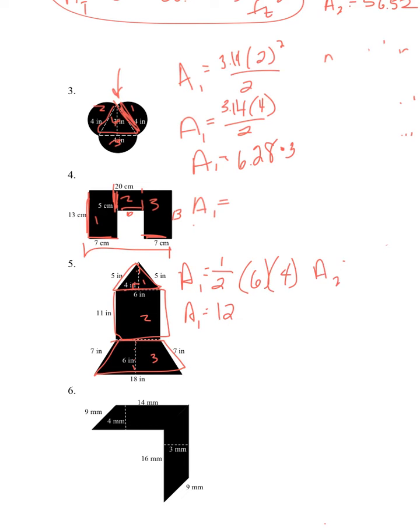Area of piece 2, that's a rectangle, and you will notice that it is 6 by 11. So 6 times 11. So area of piece 2 is 66. Now area of piece 3 is a trapezoid.